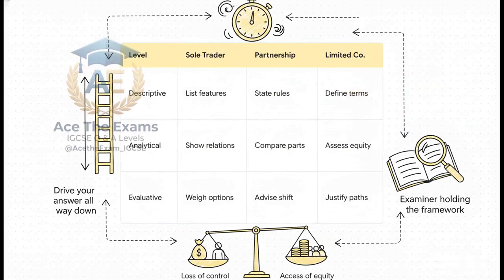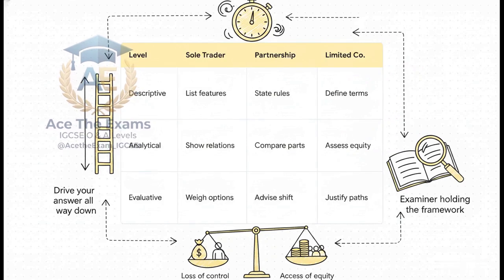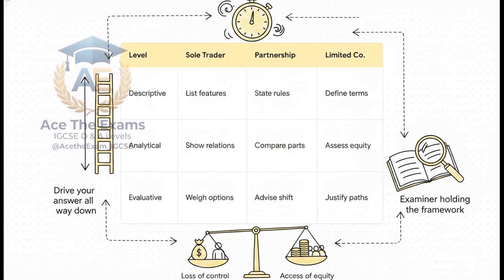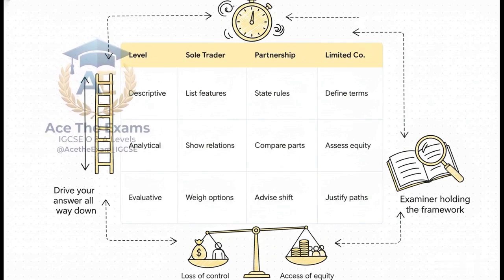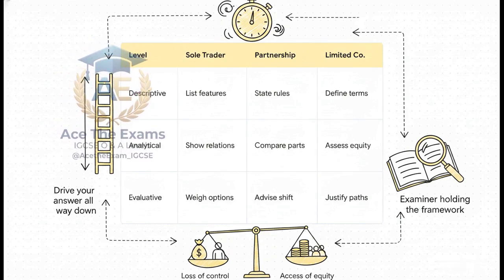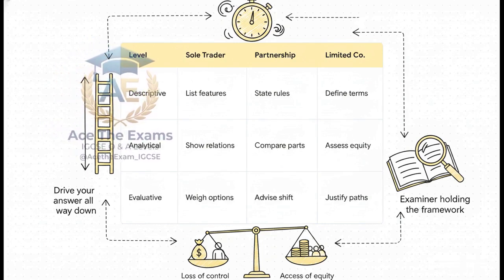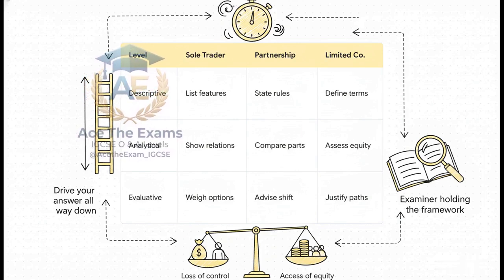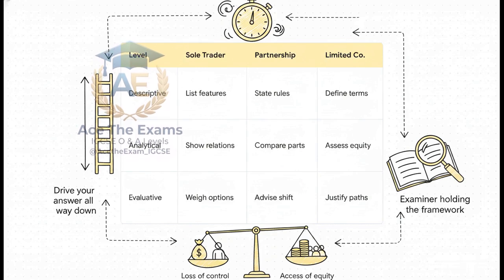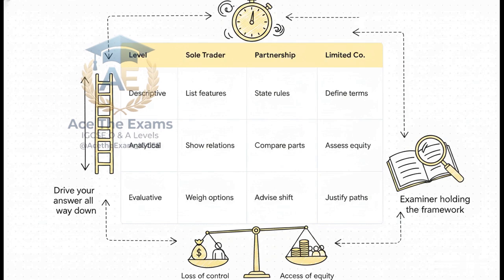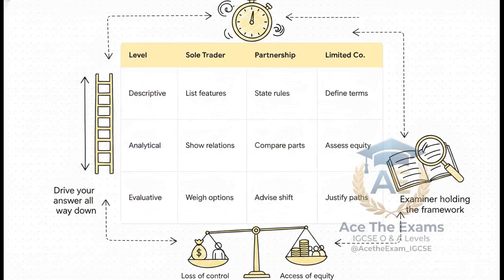Look at this matrix. This right here is the ultimate cheat sheet for higher order assessment objectives. We are comparing a sole trader, a partnership, and a limited company across 3 distinct levels: descriptive, analytical, and evaluative. With the timer ticking down, your job during an exam is to instantly identify where the prompt is forcing you to operate. If it asks, state 2 features of a partnership, well, you're just in the top row. Descriptive. Easy. AO1 marks.